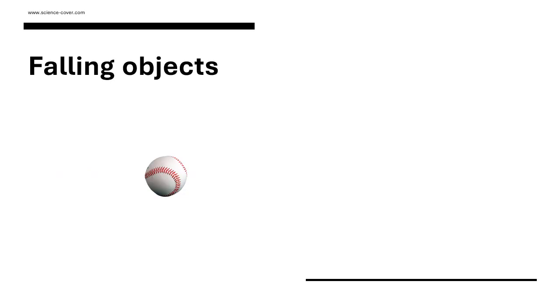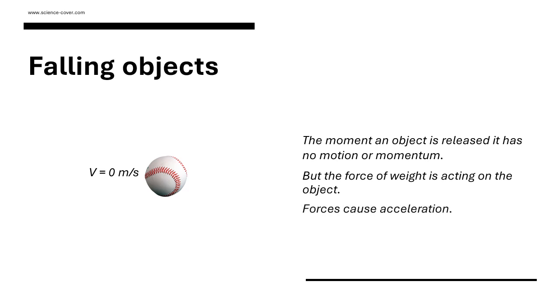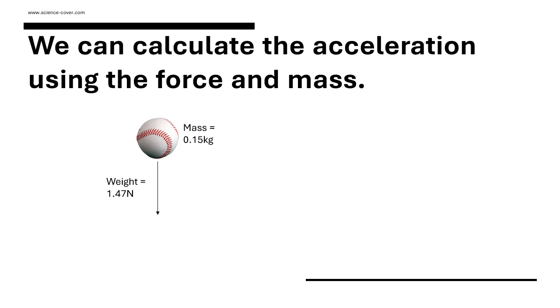Now let's investigate falling objects. The moment an object is released, it has no motion or momentum. But the force of weight is acting on the object, and this force causes it to accelerate. We can calculate the acceleration using the force and the mass. So the acceleration is the force divided by the mass.